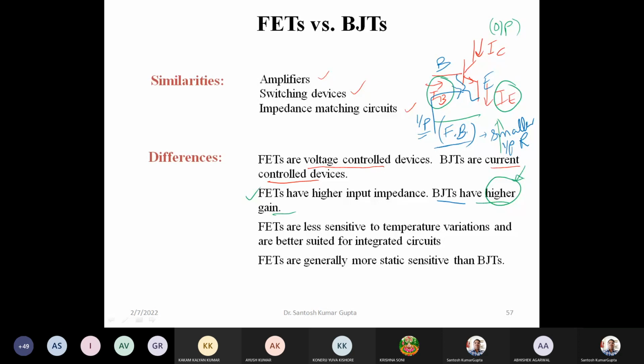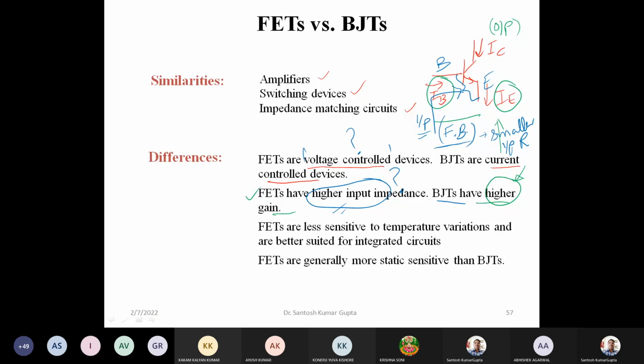But it is not true for all the configurations. There are a few BJT configurations which can give quite high input impedance, but if we compare that impedance with the FETs, it will still be smaller. We will see why the FET gives high input impedance, and we shall also investigate how it is a voltage control device.